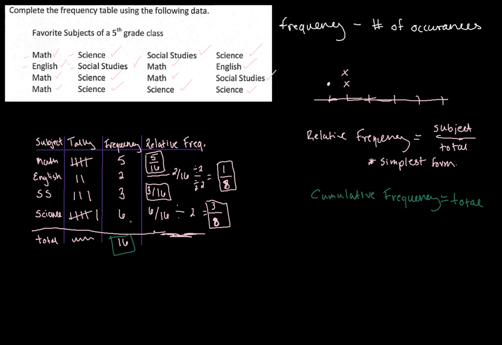So you just would add up the frequency chart. You can either do the tallies or you can do the frequency numbers themselves, and that would give you the cumulative frequency.